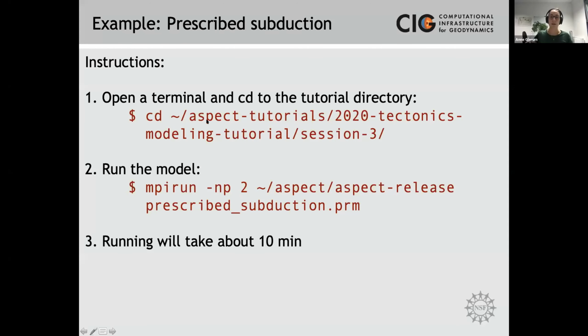Okay, I hope that explains the process. Then I will go back to the PowerPoint. Okay, so this would have given everybody time to start the model, and I will just continue with explaining what it actually is that we're doing.